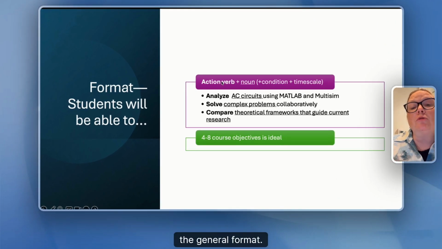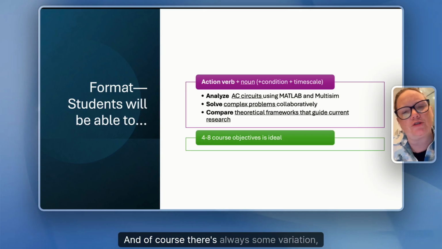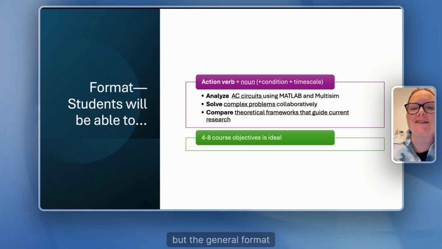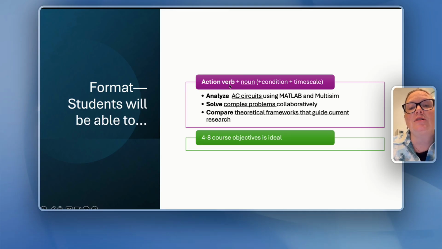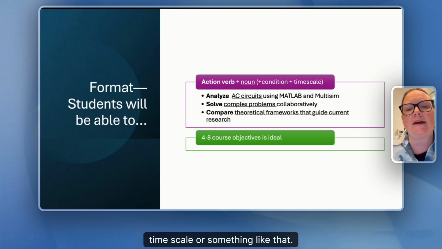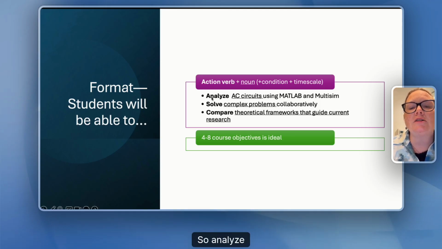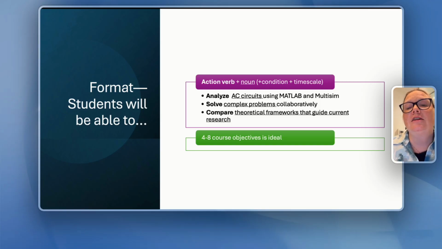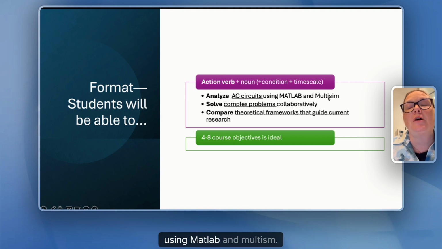The general format, and of course there's always some variation, is an action verb followed by a noun, and then potentially some more information about the condition or the time scale or something like that. So analyze, our verb, AC circuits, that's what we are analyzing, and how, using MATLAB and Multisim.